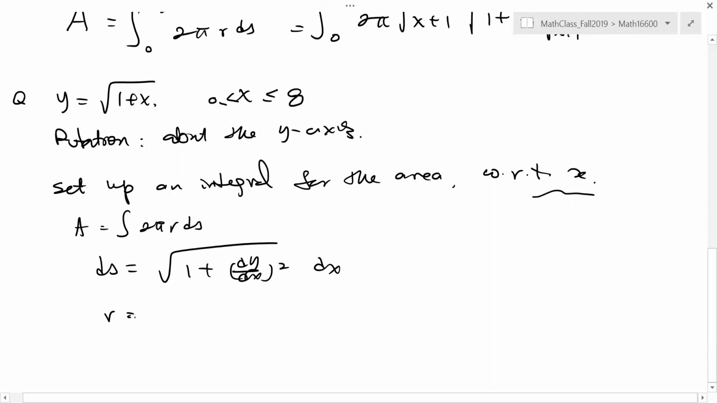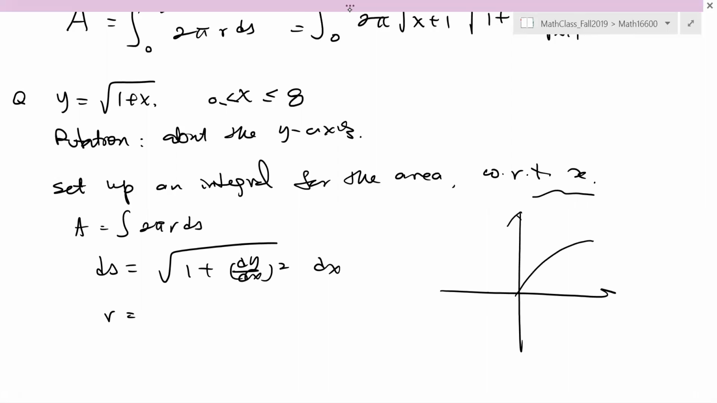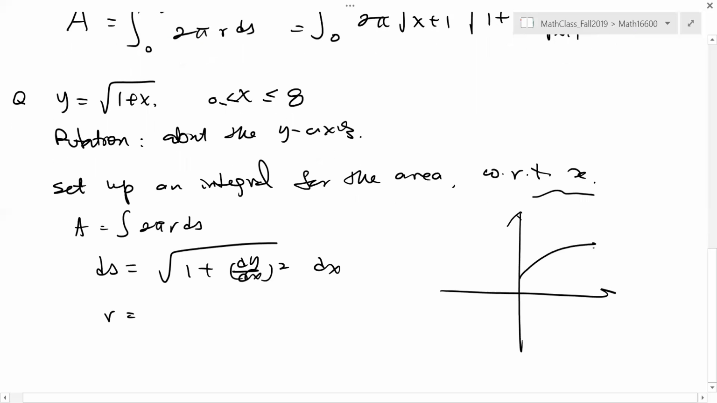Okay, so R could be, and then you have to look at the picture. This is a curve above the axis, and the rotation is about the y-axis. That's the picture. This is the original curve. You pick an arbitrary point x, y, and you draw the radius. You have to draw the radius. This is the radius.